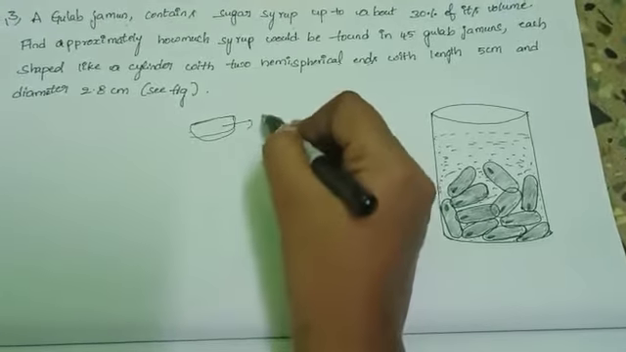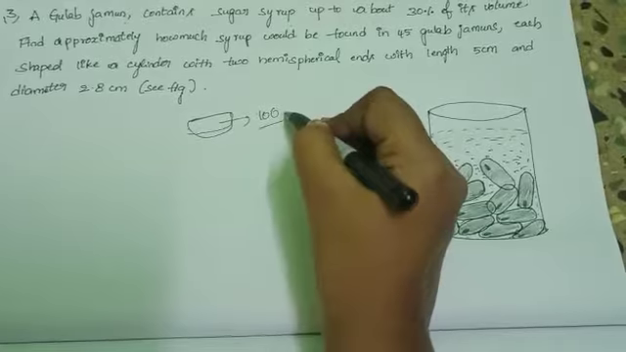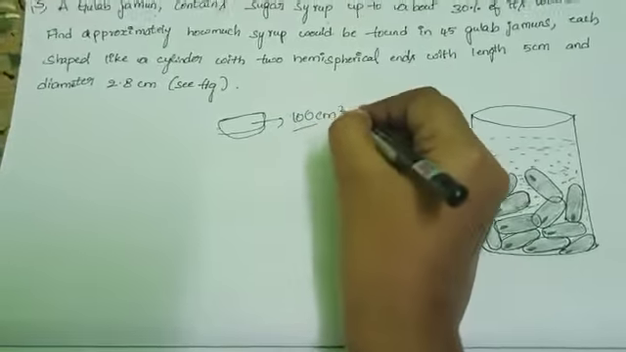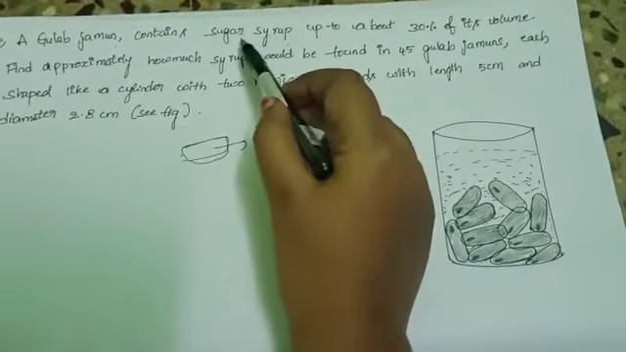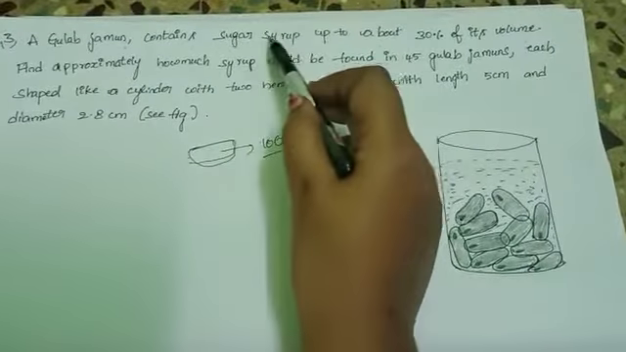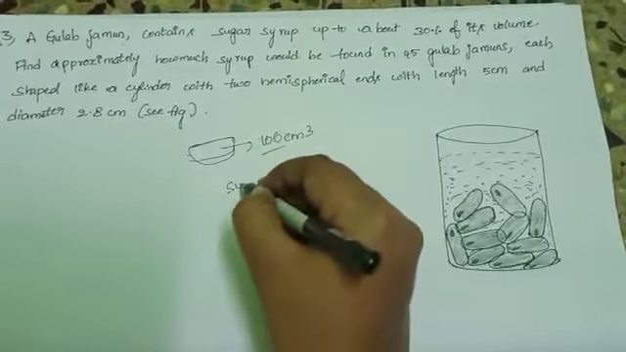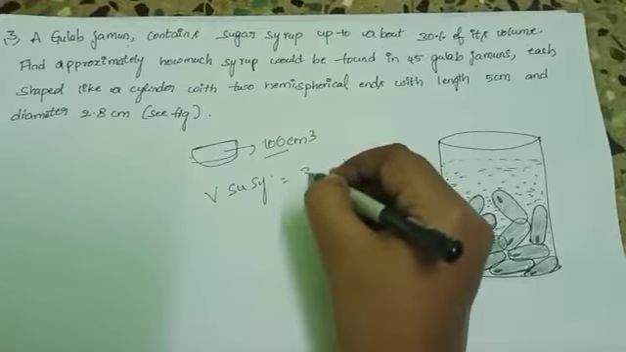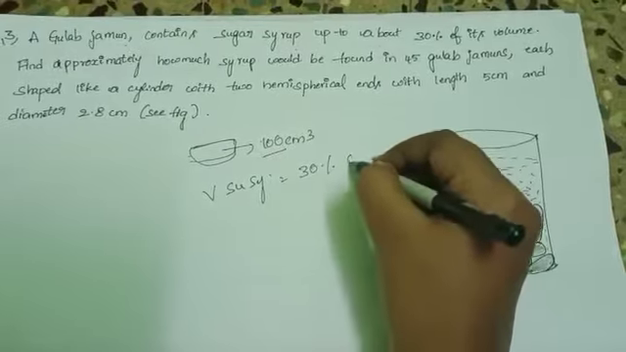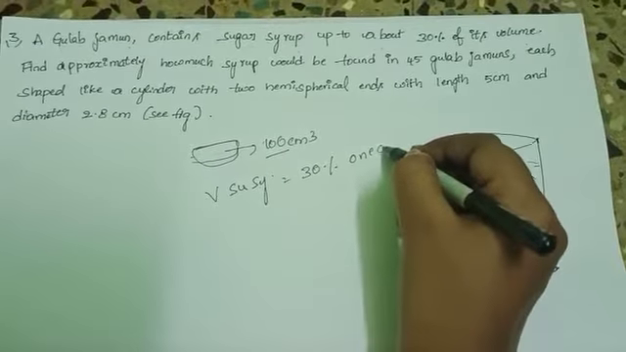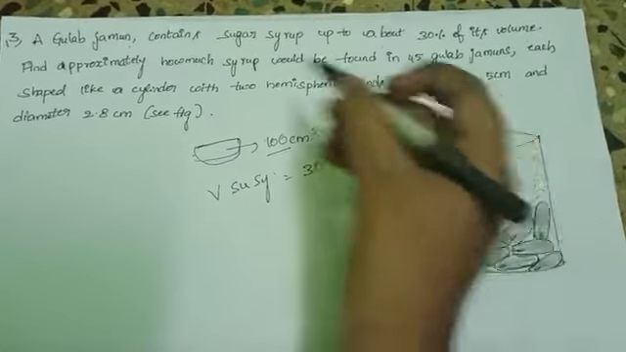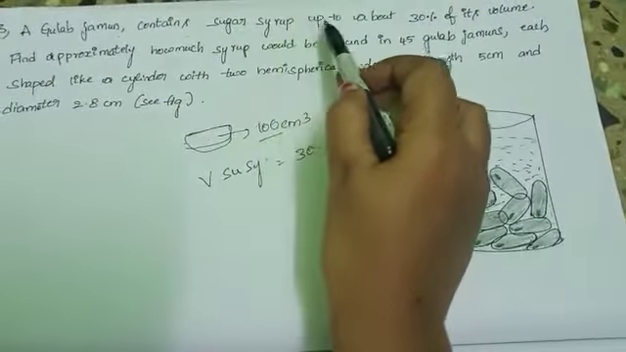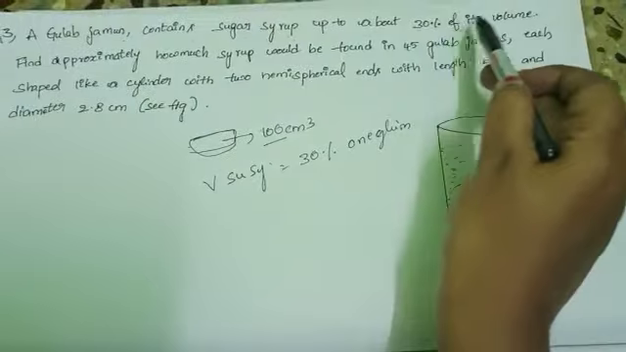Its volume is 100 centimeter cube. It contains sugar syrup. The volume of sugar syrup equals 30% of one gulab jamun. Clear? A gulab jamun contains sugar syrup up to about 30% of its volume.